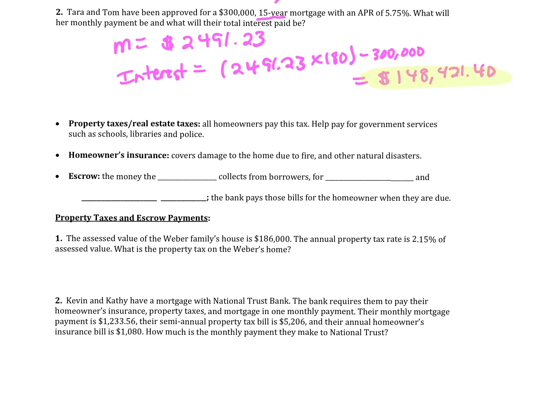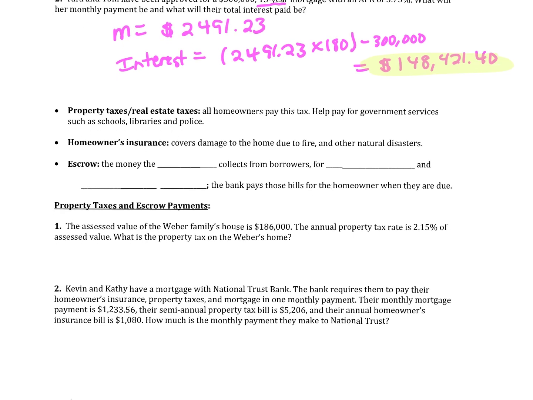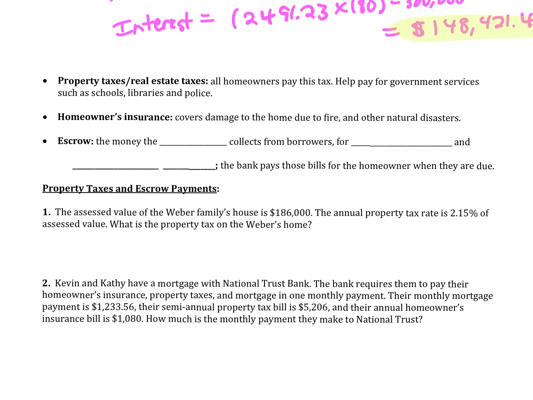All right, property taxes and real estate taxes. We all pay this, right? Homeowners insurance covers damage to the home. Another term you need to be familiar with is what's called escrow. So the bank collects that money to pay for your insurance and your property taxes. So just as your employer helps you with paying your taxes to the government, when you take out a loan to pay off your house, the bank is going to collect money to help you pay for your insurance and your property taxes.